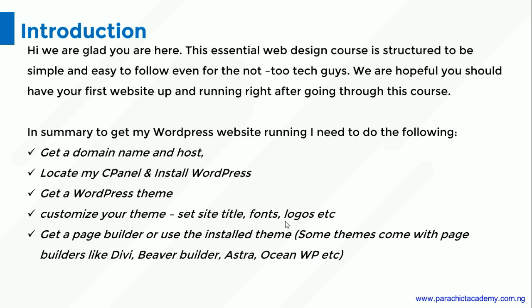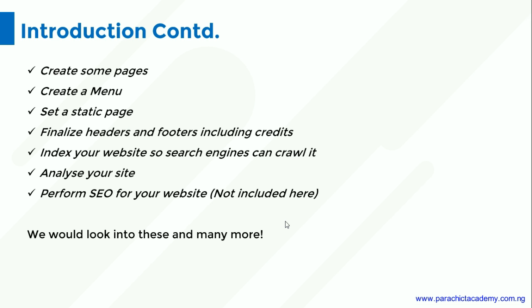We have several page builders like Divi, Beaver Builder, Astra, Ocean WP, and so many others available out there. Then create some pages, and create a menu from the pages you have put up. Set a static page, finalize your headers and footers, including adding credits, and then index your site so that search engines like Google, Bing, and Yandex can crawl it. Then analyze your site and perform SEO for your website.